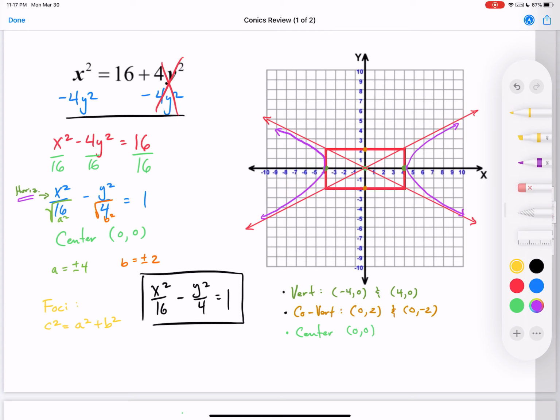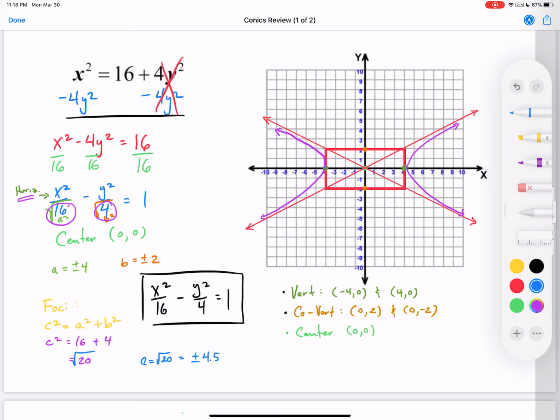So what I'm going to do is take my a squared, which we already know they gave us, that 16. So the 16 right here is my a squared, plus our b squared, which is 4, and that's going to equal c squared. Well, 16 plus 4 is equal to 20. So if I want to figure out what c is, I just have to square root it. So c is going to be the square root of 20, which is approximately plus or minus 4.5.